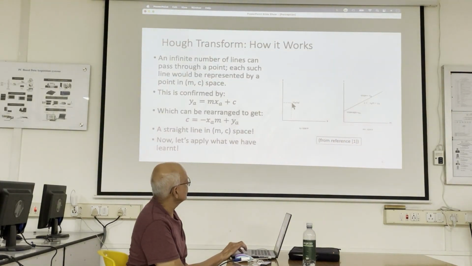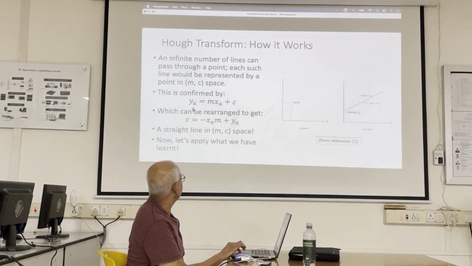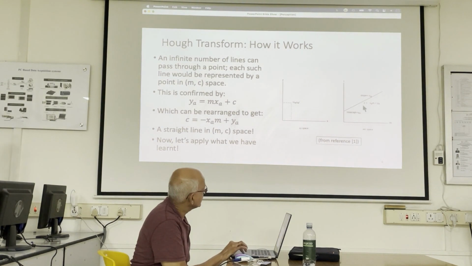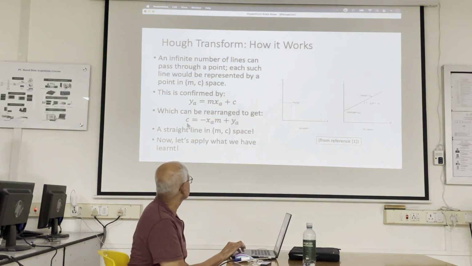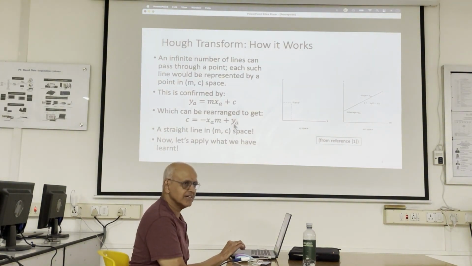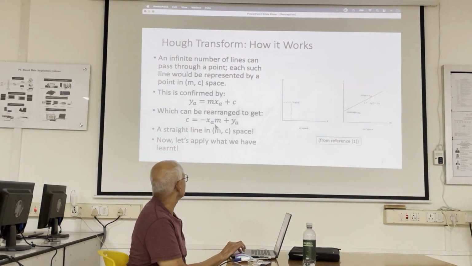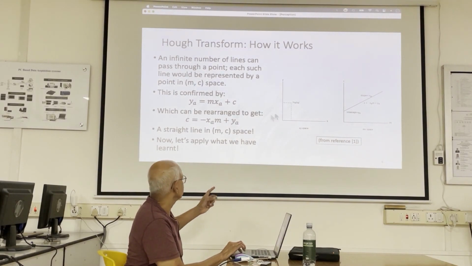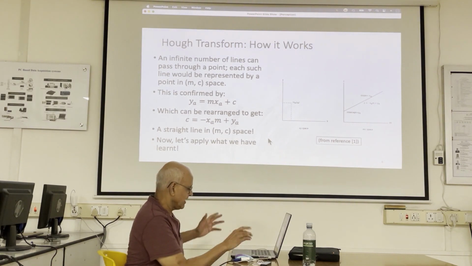So, a point here, right? I take ya equals m xa plus c, and then I write it in the form needed to plot here. So I bring c to one side and say that c is equal to ya minus m xa, right? Isn't that a straight line also? Yeah. But the slope is what now? It's not m, it's minus xa, and the intercept is ya. So any pixel in XY space maps to a straight line in MC space.